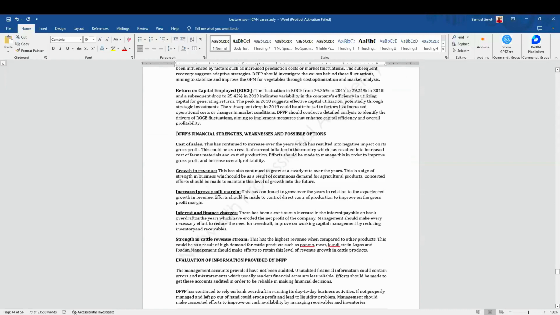Then the other thing is issues and options. What are those other issues that you have identified in the case? Maybe other ratios that you have computed.